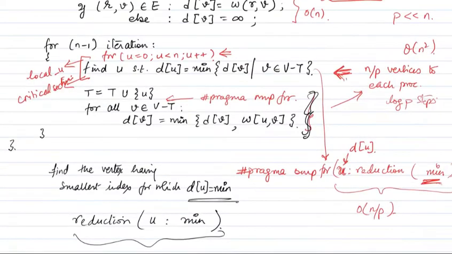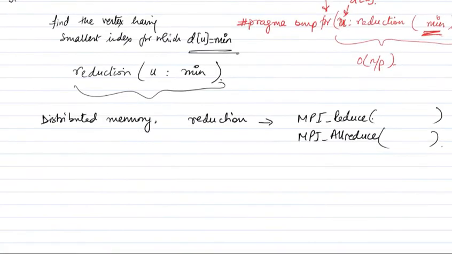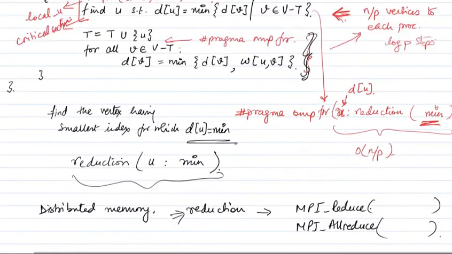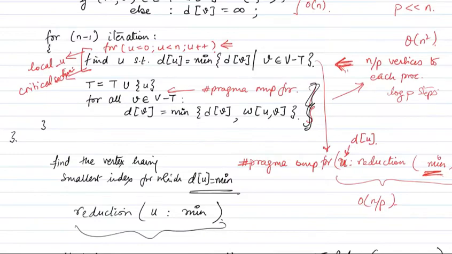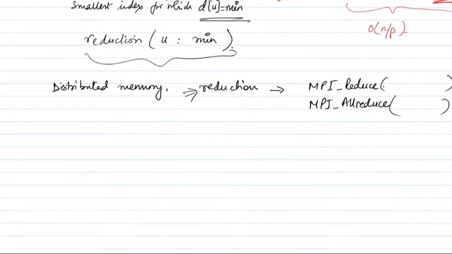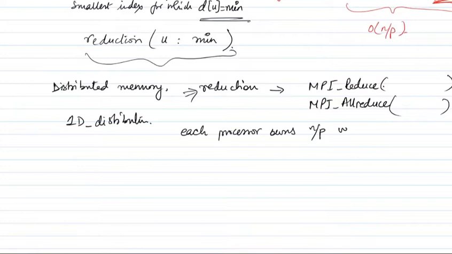So now let's come to the second one. Even before we talk about reduction for the first step, now I need to be careful. What are the vertices assigned to a processor? So again, I'll go with 1D distribution. Each processor owns n by p vertices. What are these n by p vertices? I can do it block by block. The first n by p vertices go to node 0 and so on.